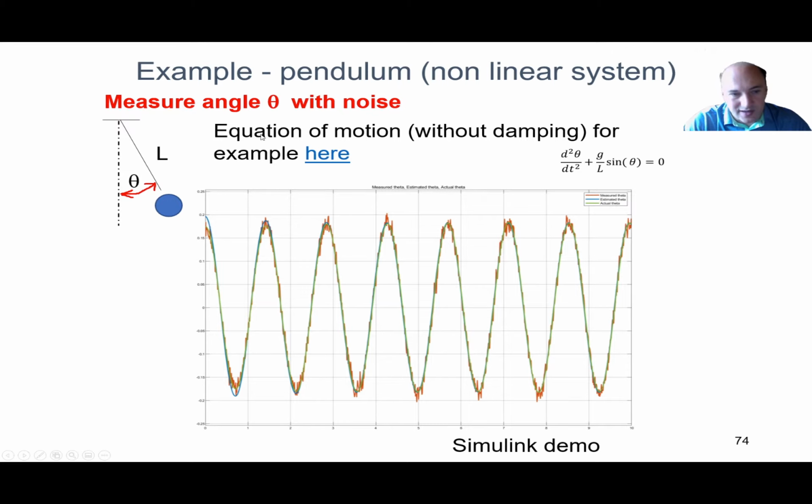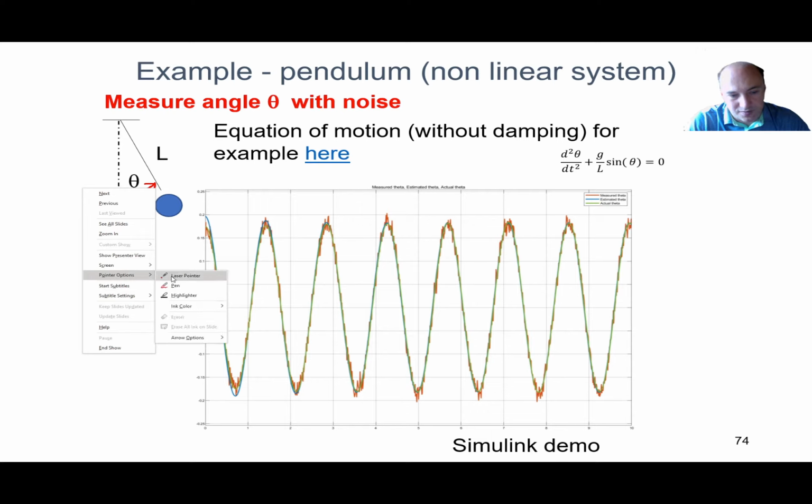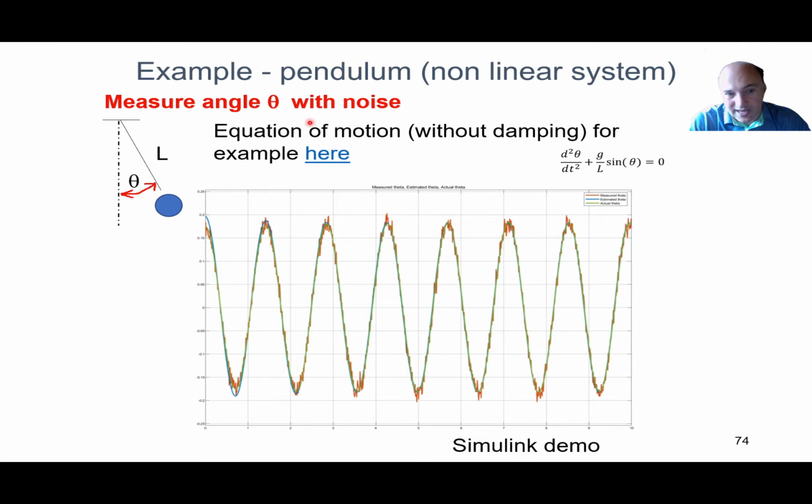Here I have an example of such a nonlinear system. So let's say we have a pendulum like this. We have some given length. We want to estimate the angle theta, and we measure this angle, but we measure it with some noise. So we have, for example, a sensor that's noisy, and based on this noisy data we want to make a clear estimate of the angle.